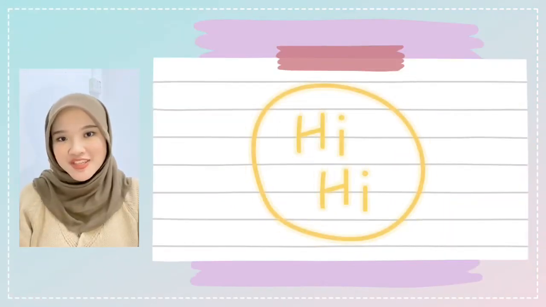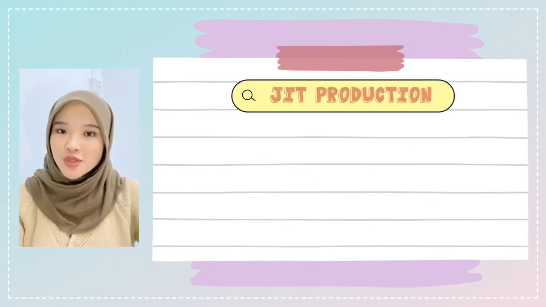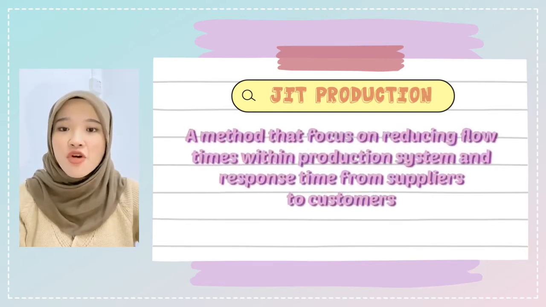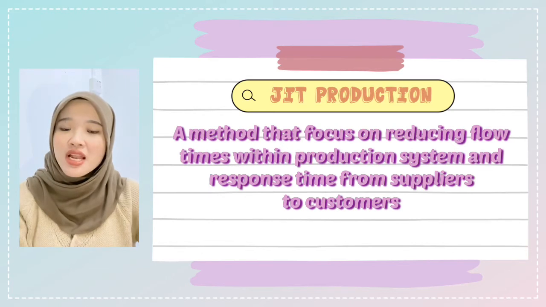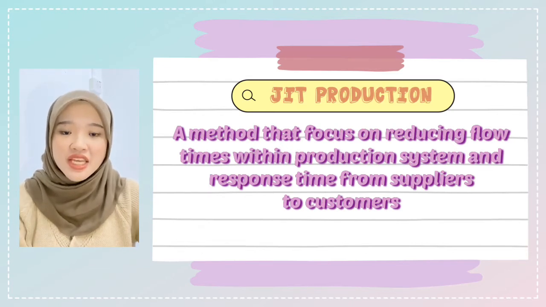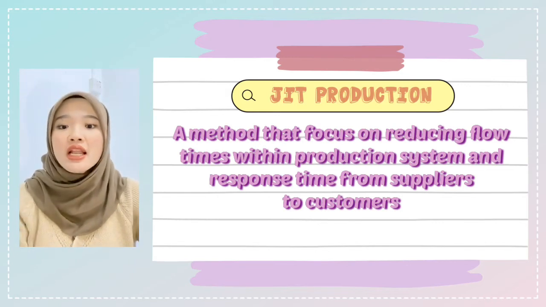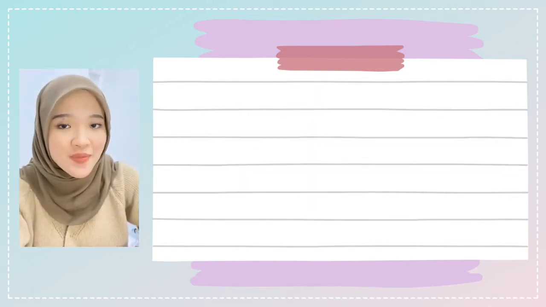Thank you, Nurafiezah. Now we will talk about just-in-time manufacturing, also known as just-in-time production. This is a method that focuses on reducing flow times within the production system, as well as response time from supplier to customer. It helps the organization to control the variability in their processes, allowing them to increase productivity while lowering their costs. So how exactly does just-in-time production work?